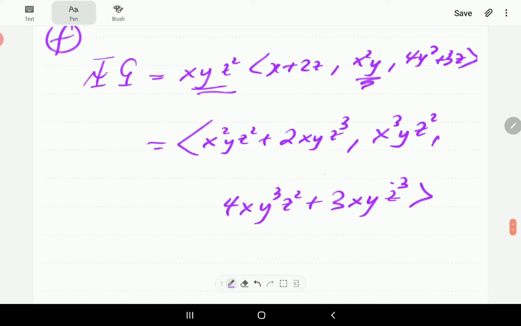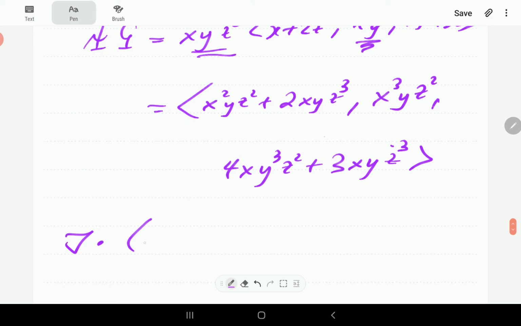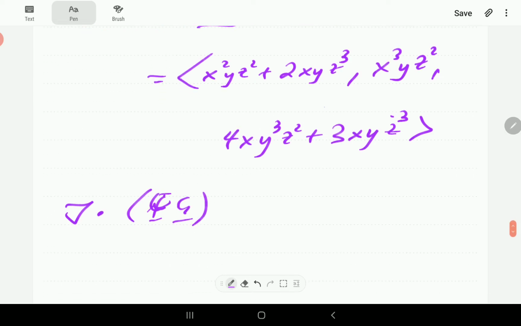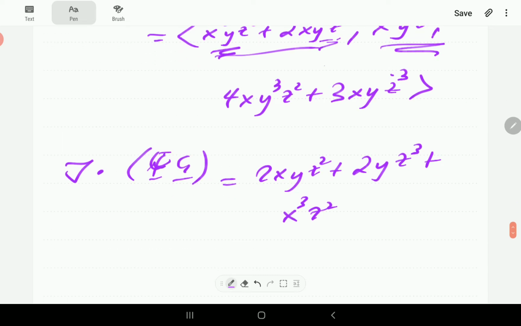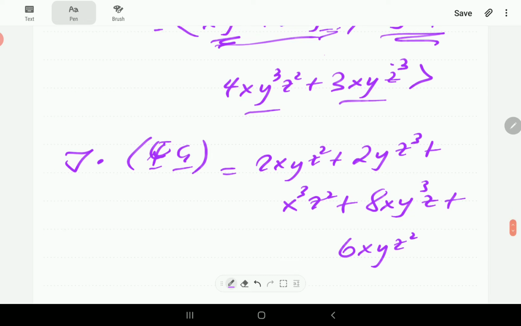Okay, then we need to do the divergence of this. So divergence of psi g. For the divergence, we just do the x derivative of the x component. So that's going to be 2xy z squared, derivative of this one. And then the next one is going to be 2y z cubed. And then derivative of this term with respect to y is x cubed z squared. Derivative of this term with respect to z is going to be 8x y cubed z, and derivative of this term with respect to z is 6xy z squared, and that's going to be that.